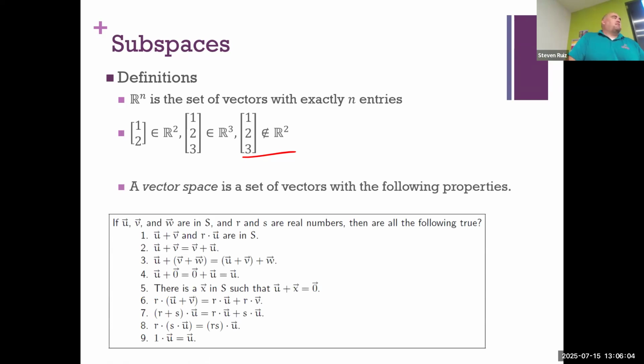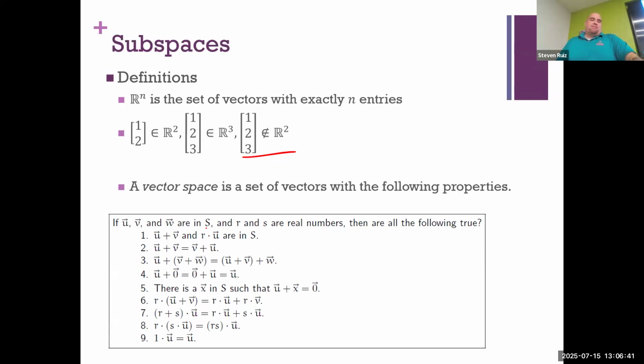I know it looks like a lot, but let's take them one by one. So number one there. We're assuming that U, V, and W are just generic vectors, and R and S are arbitrary real numbers. So basically, if I take two vectors U and V and add them together, then I'll get something else in that space. Go ahead.